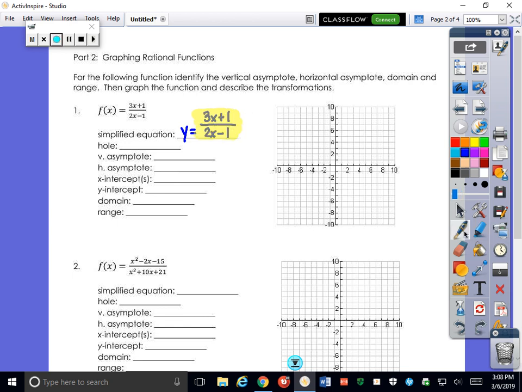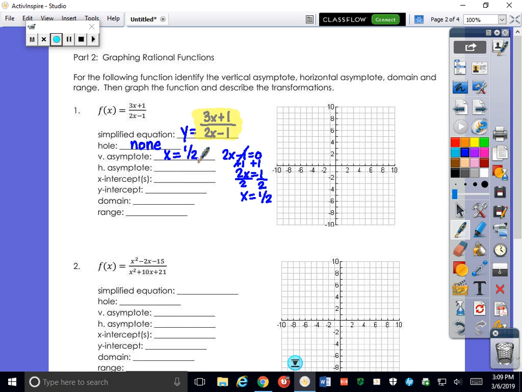Okay? So there is no hole, and the reason there's no hole is because in order to find the hole, you have to set the canceled factor equal to 0, and we didn't cancel anything, so there's no hole. Vertical asymptote is setting the denominator equal to 0 and solving. Okay, you have to solve for x. So my vertical asymptote is going to be at 1/2.